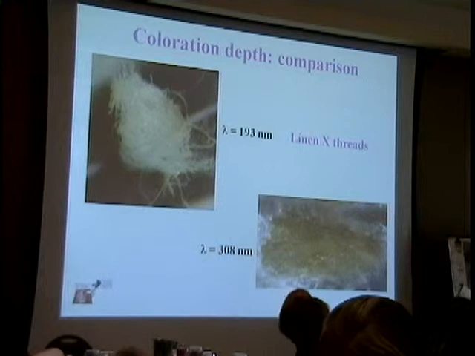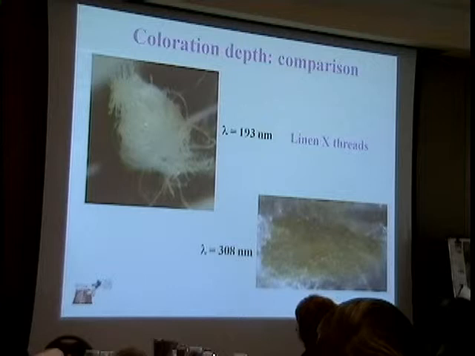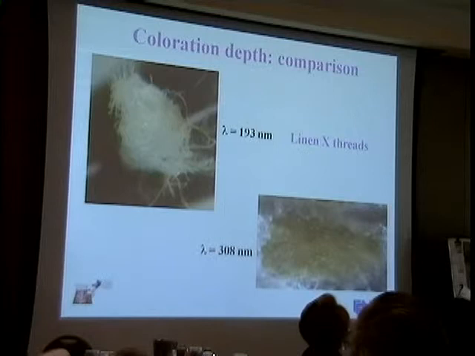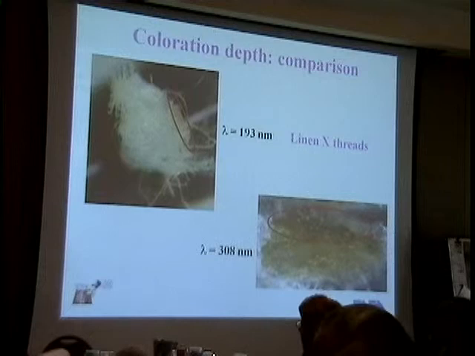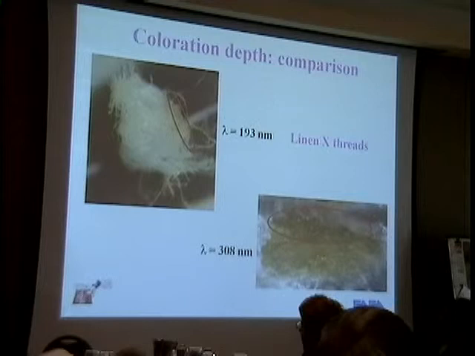Here there is a comparison of the coloration depth between the photons at 193 nanometer and the photons at 308 nanometer we have seen before. And you see that the improvement is impressive. Here we have about 5% of the diameter. Here we have about 25% of the diameter. So here we are at about 20 micron penetration depth, and here we are at about 80 micron penetration depth. So in this case, we obtain a really very, very thin coloration.